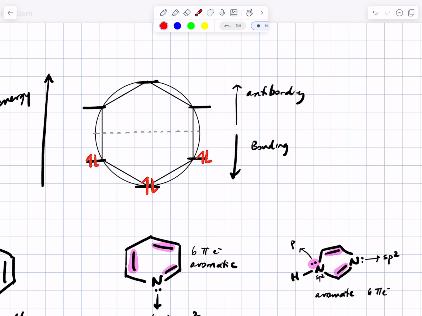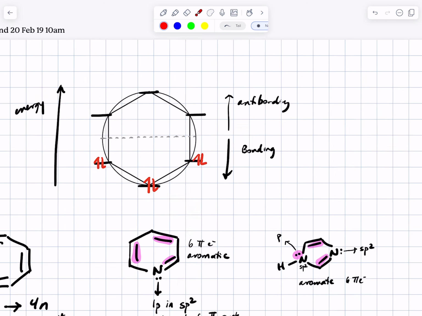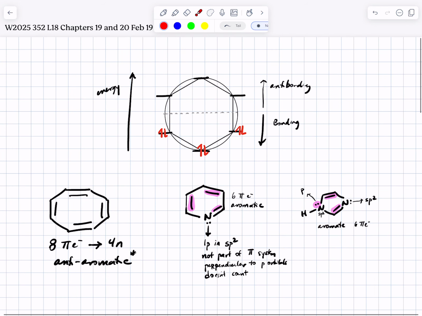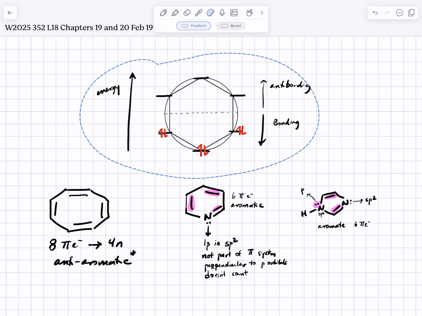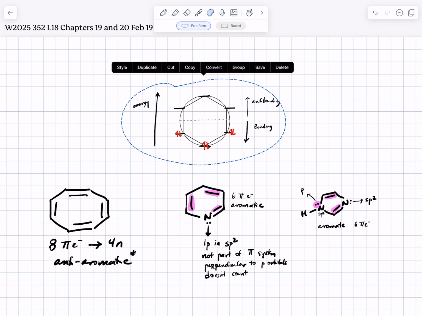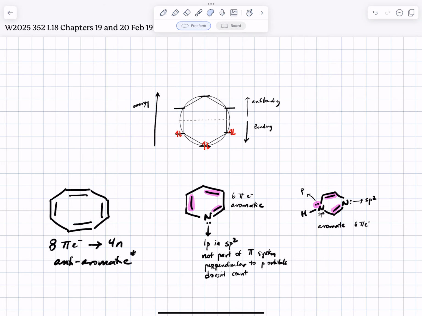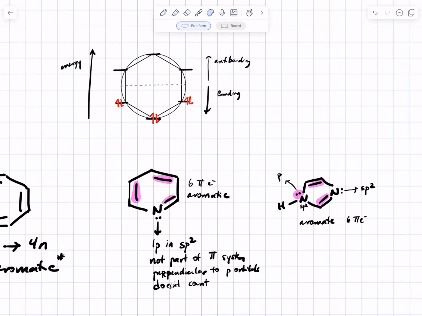That picture you don't necessarily need to decide whether something's aromatic or not, as long as you know the 4n plus 2 rule, but it can be somewhat helpful, especially in visualizing why anti-aromaticity is so bad. We'll do that in just a second.